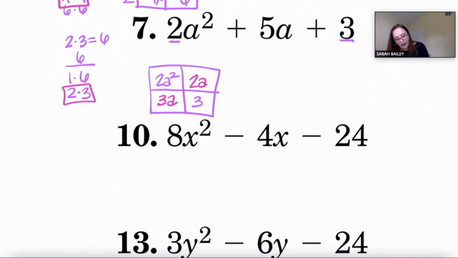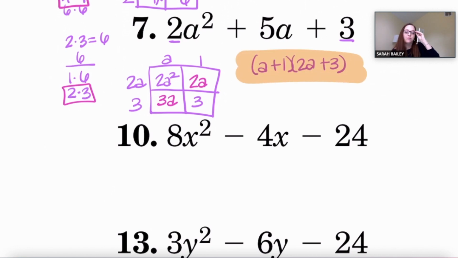When I factor this way, the 2a and 3, you can only pull out a 1. When I go this way, 2a squared and 3a, you can factor out an a. When you go this way, you can take out 2a. And when you go this way, you can take out 3. So I end up with a plus 1 times 2a plus 3.